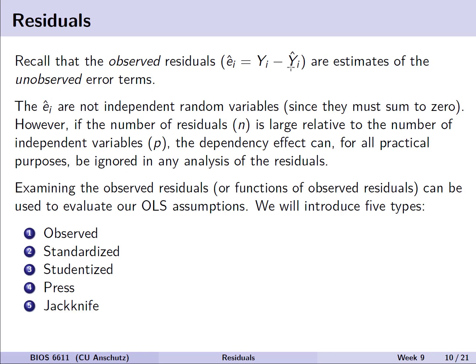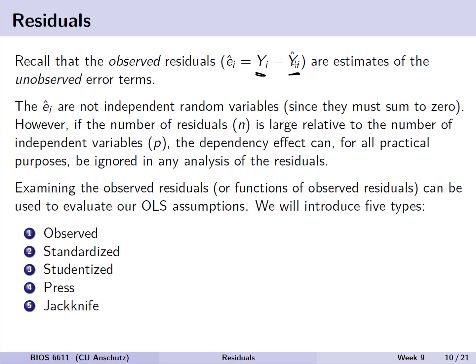Because of this, what we do observe are residuals, or what we call residuals. That's saying whatever our actual observed value for y sub i is, we'll take that difference from the predicted value from our regression equation and use that to try to estimate our unobserved error term.